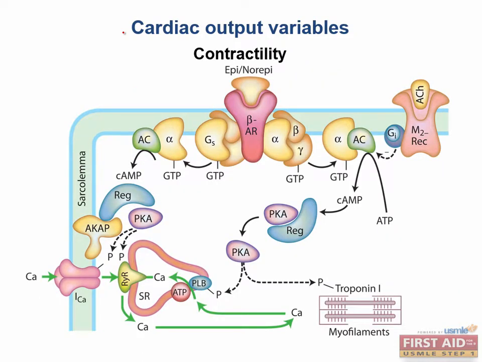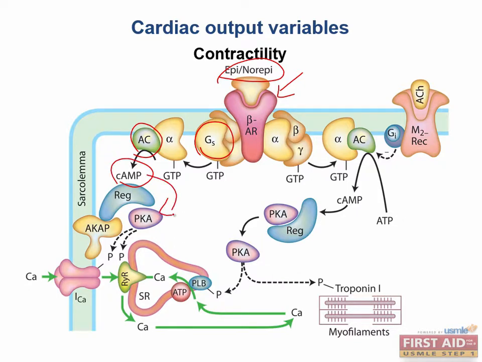So pick your catecholamine of your choice, epi or norepi. These are going to bind to these beta-adrenergic receptors on the sarcolemmal membranes of our myocytes. This leads to an increase in activity of the G-stimulatory protein associated with the intracellular part of the beta-adrenergic receptor. So this Gs will ramp up adenylyl cyclase activity, which means that we get more cyclic AMP.